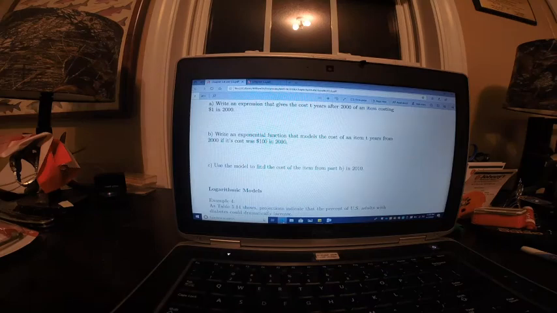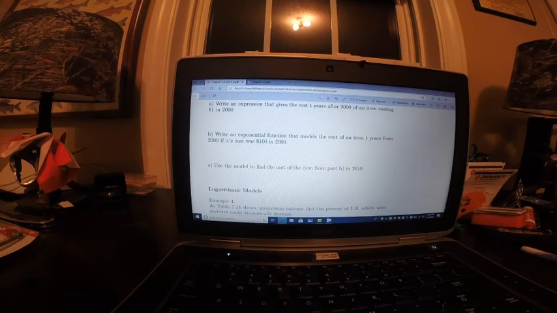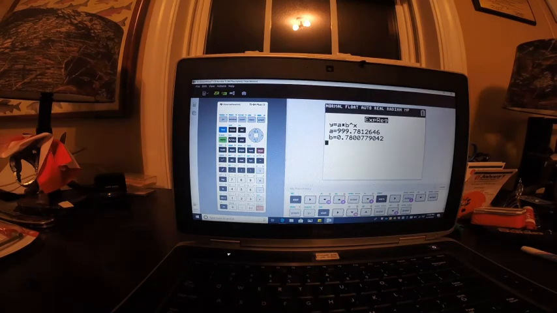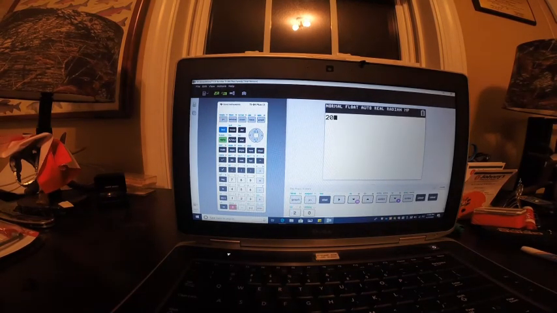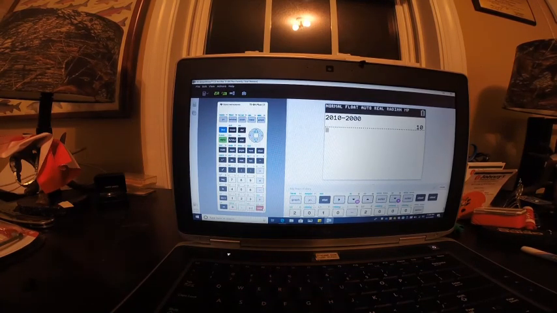He says use the model to find the cost of an item from part B in 2010. Okay. If your initial year was 2000, we're looking at year 2010. First thing we're going to do, we're going to say, okay, 2010 minus 2000 should give us 10. So the x that we're going to use is 10.